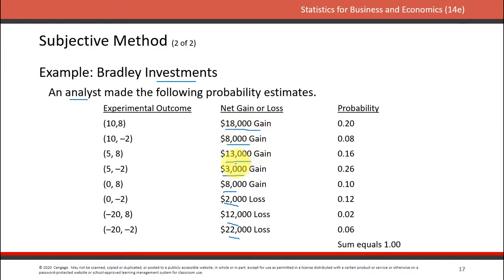It might be an $8,000 gain. There might be a 13, a 3, an 8, a loss of 2, a loss of 12, a loss of 22. So let's just say we don't know why he came up with these numbers and why, for example, there's not a $10,000. What's the probability that there's going to be a $10,000 gain? He didn't put that in here. He didn't say what's the probability there's going to be a $9,000 gain. So anyway, he just sort of divided it up into these different outcomes.